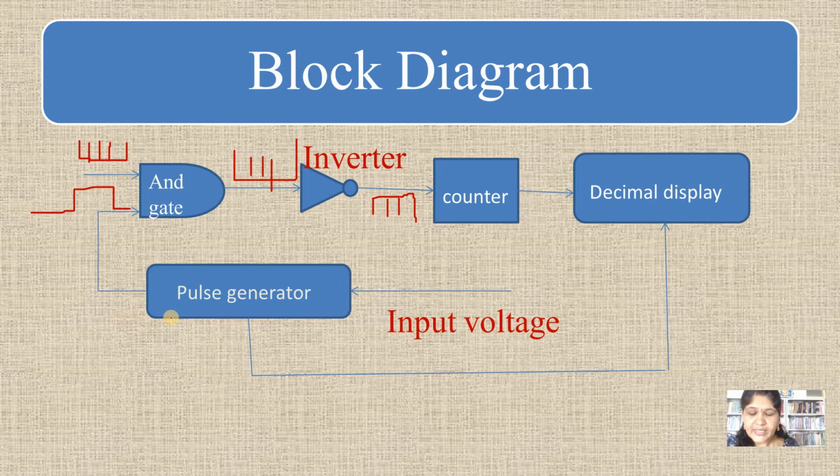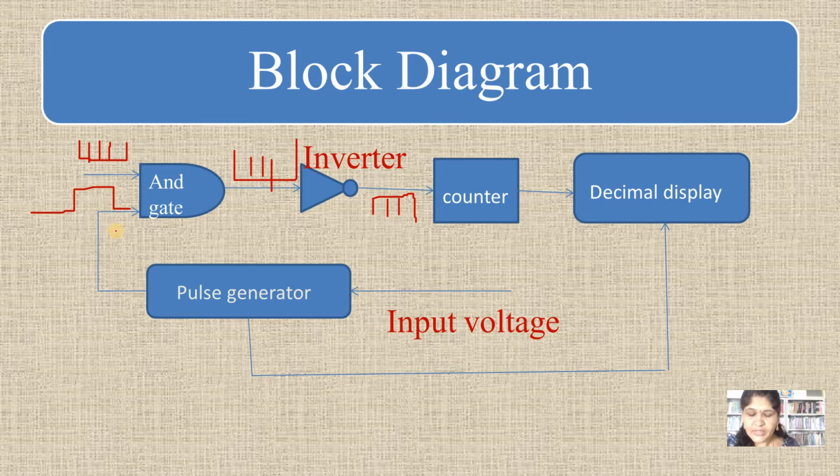So in the AND gate, one input is the train of pulses and the second input is the rectangular pulse given by the pulse generator. The output of the AND gate will be a train of pulses which has the same duration as that of the rectangular pulse.